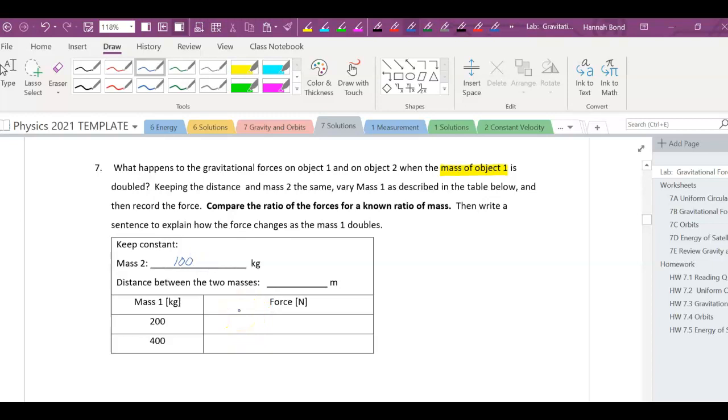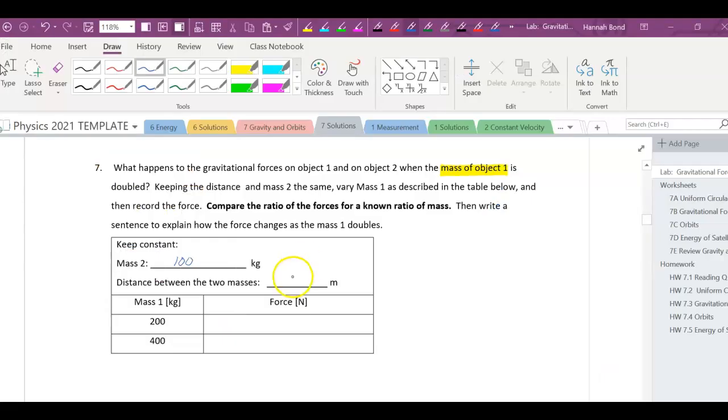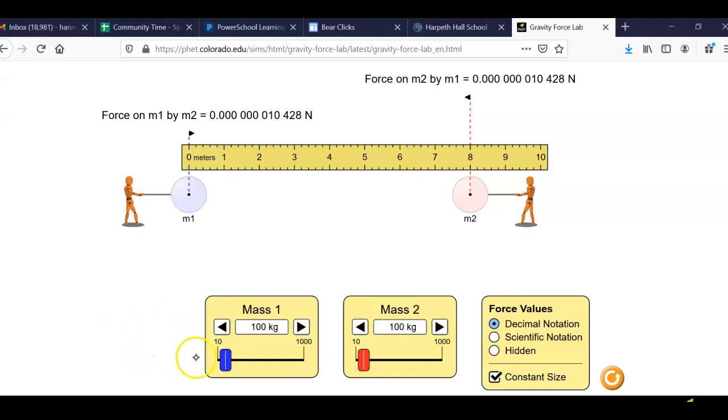And I'm going to leave the distance between them the same. So right now I've got them 8 meters apart. I can just keep them at 8 meters. That's fine. I'm just keeping these two things constant. I'm only going to change the mass of object 1. So let's set that mass of object 1 to 200.